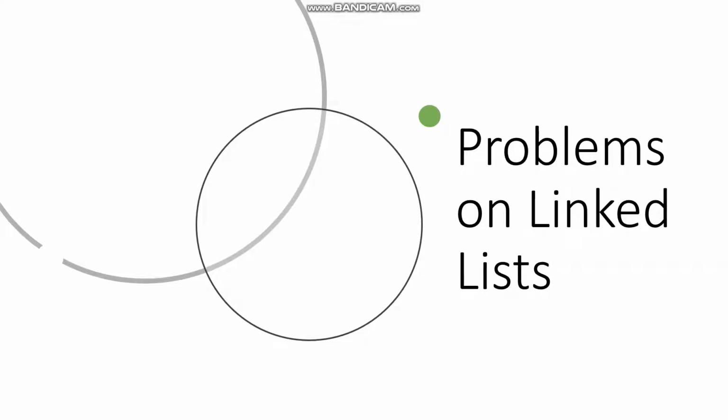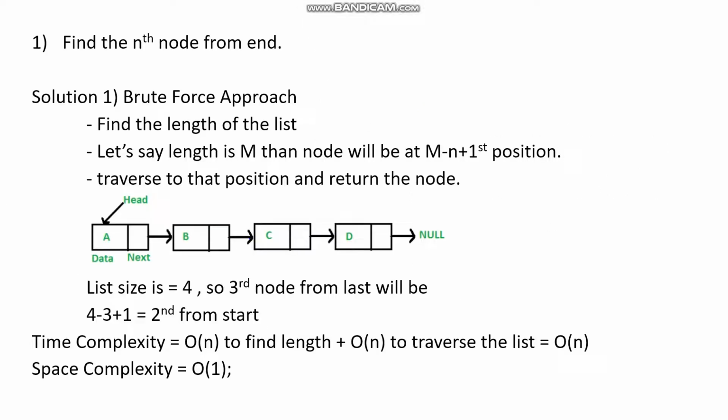Hello everyone. So this is part 2 of the linked list series. In the earlier part we saw some basic concepts of the linked list, and in this part we will be discussing some of the problems related to the linked list. So one of the problems is finding the nth node from the end.